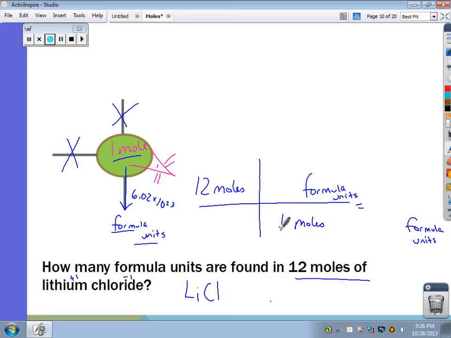I put 1 here because there's 1 mole in my mole hole. I write down what I pass by, 6.02 times 10 to the 23rd, and now I do my math. When I do my math, I'm going to end up with 7.22, and then on my calculator, I see E. That E means times 10, and if you look right next to that E, you have a 24th. That's my answer of lithium chloride.